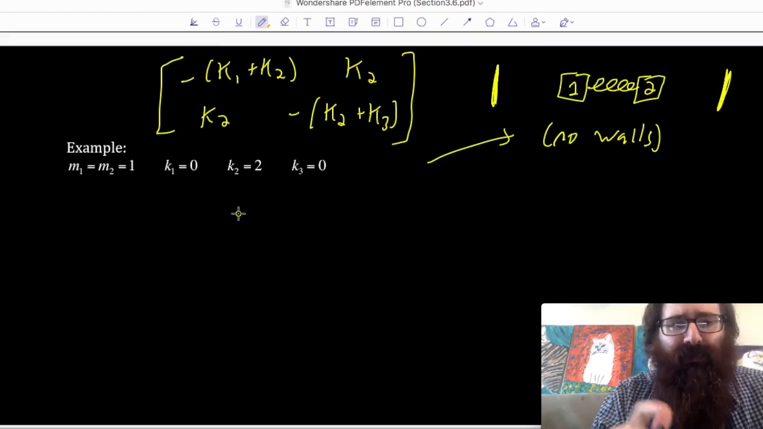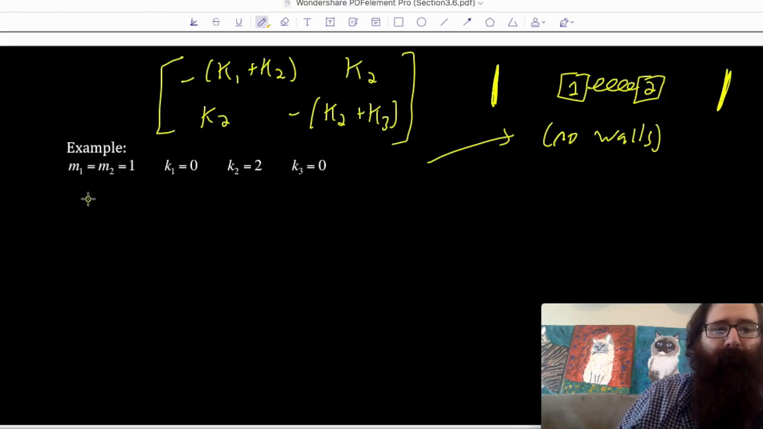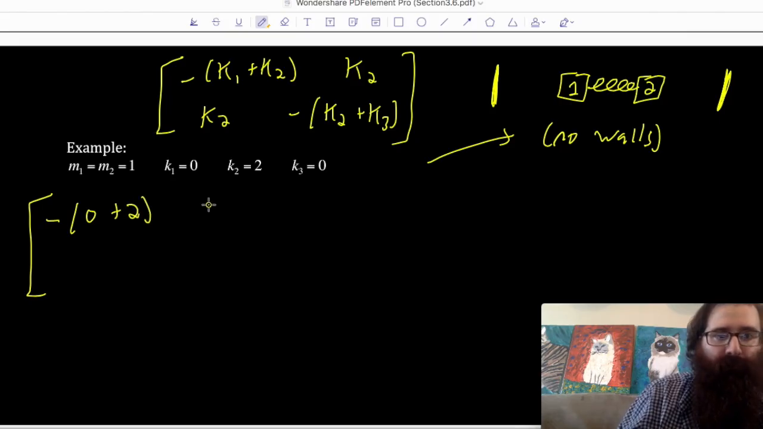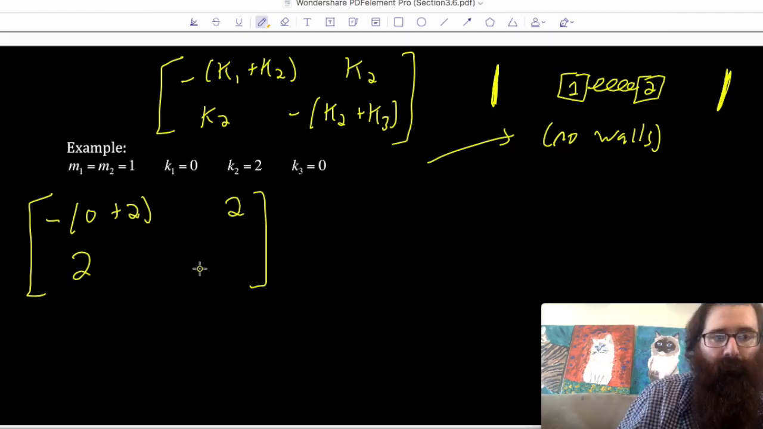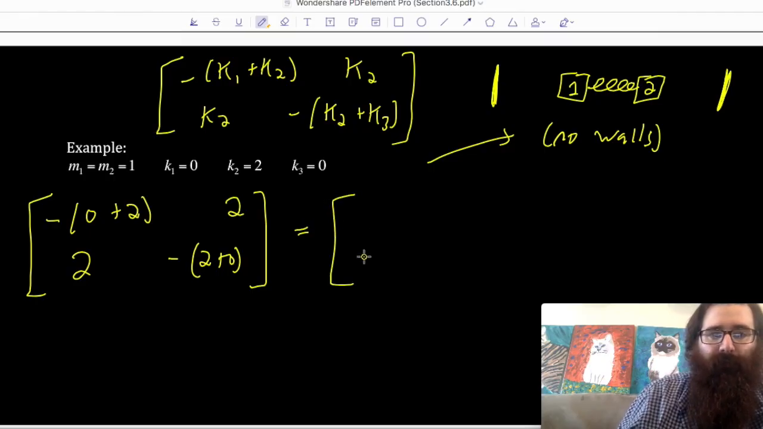Let's see what happens as a result of this. If I build that so-called stiffness matrix, we get negative K1 is 0 plus K2 is 2. K2 is 2, that's my first row. And then negative K2 plus K3 is negative 2 plus 0. So this gives me the stiffness matrix, negative 2, 2. Second row is 2, negative 2.